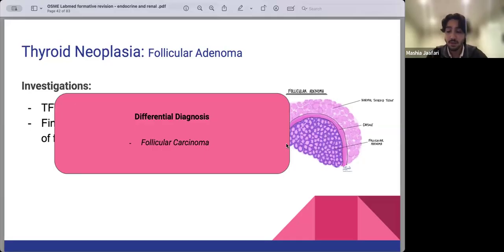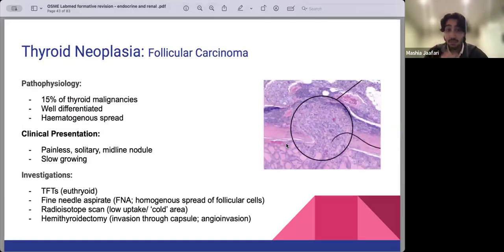follicular carcinoma. So follicular carcinoma is very similar to follicular adenoma, except it is malignant. So it actually invades beyond the thyroid capsule. And that is kind of the main difference between the two. Histologically, they actually look very, very similar, but one of them spreads beyond the thyroid capsule. So again, it presents very similar to follicular adenoma. It's this painless, solitary midline nodule that grows quite slowly. If we do thyroid function tests, again, it's going to be euthyroid. These don't secrete thyroid hormone. If we do a fine needle aspiration even, they look very, very similar.